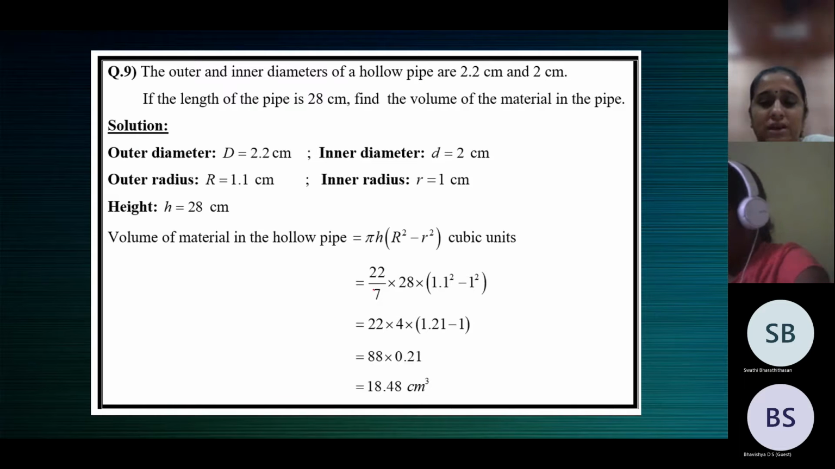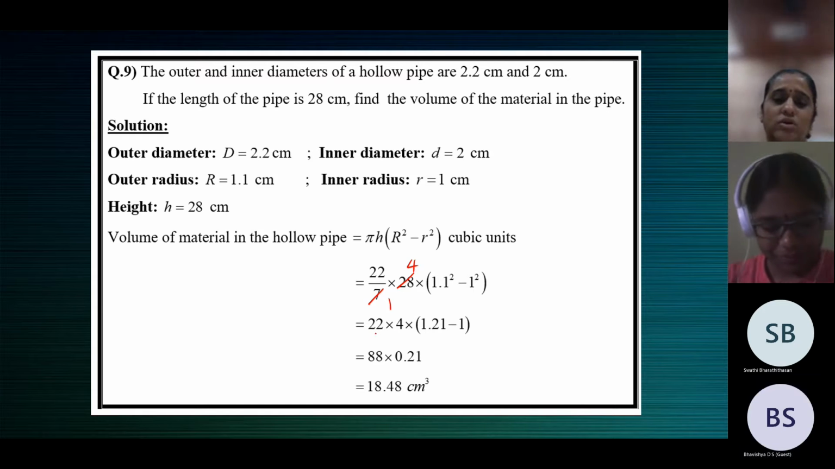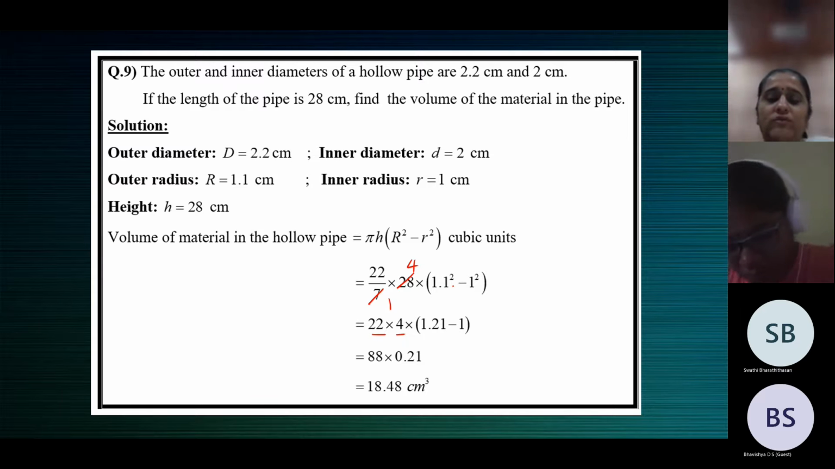Correct. I have to explain that. So 7 ones are 7, 7 fours are 28. Correct? Yes, ma'am. So 22 into 4. Now 1.1 square means 1.1 into 1.1. What is 1.1 into 1.1? That's nothing but 11 into 11. 11 11s are 121. And you should place the decimal point. See here, 2 places. So after the decimal point, there should be 2 digits. So 1.21.